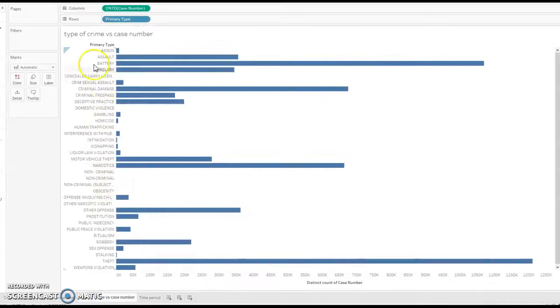After that we're going to analyze the type of crime versus the case number. We can see that the most common type of crime is theft, at over 1,200,000. The second most common type is battery related, which is over a million. And there are some other crimes which occur only a few times, like non-criminal activities, concealed carry weapon, and domestic violence, which is really low, like one.